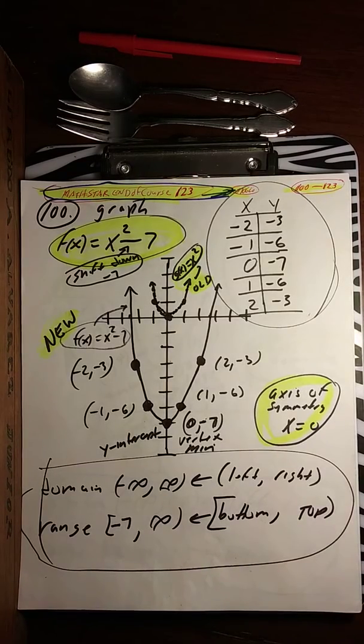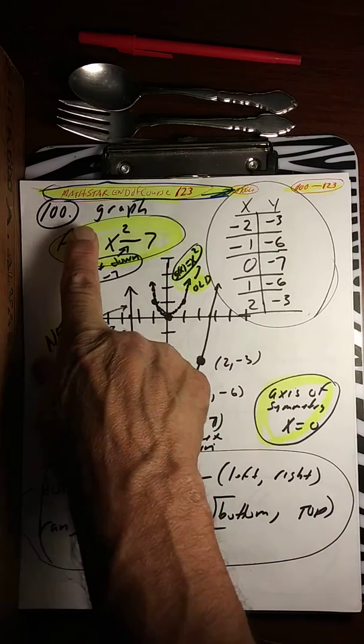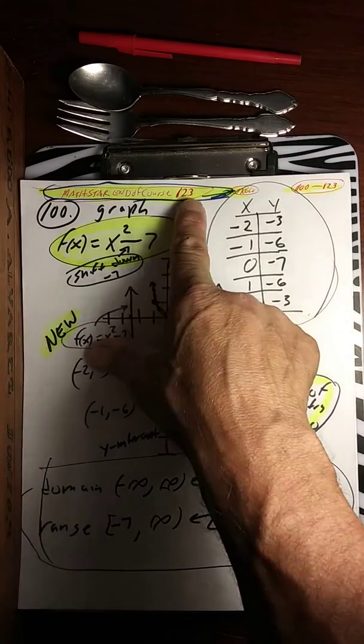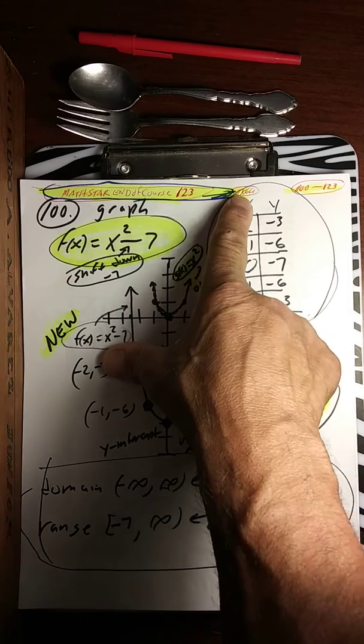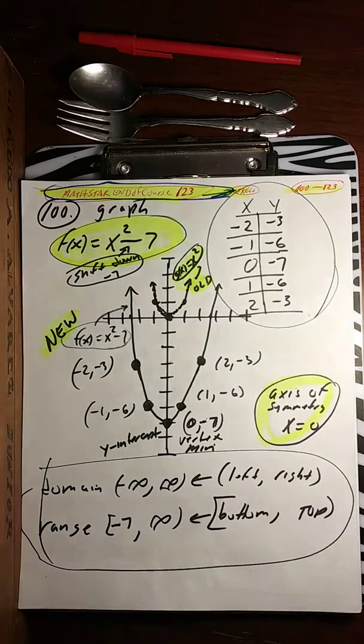Alright, let's go ahead and do math start in the course, 123 questions, 070620, 100 to 123.